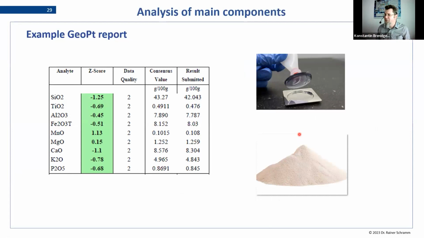Report-wise, this is from our report for the GOPT sample that was done at the beginning of the year. So here are the results we submitted generally. Ignore the other stuff. I took this directly from the report. They put the Z-score and all the other stuff in here. But for us, we reported those all in grams per 100 grams, so basically percent. Again, this was done from powder on fused bead.